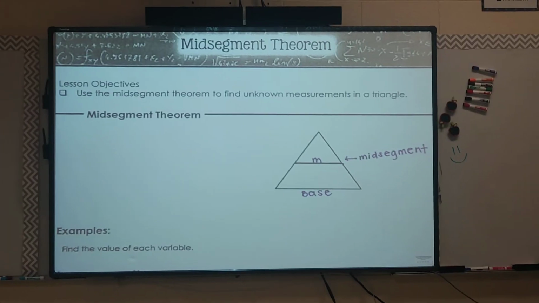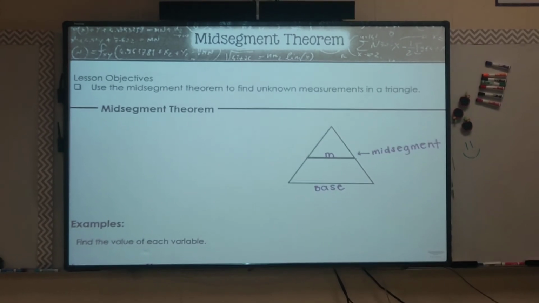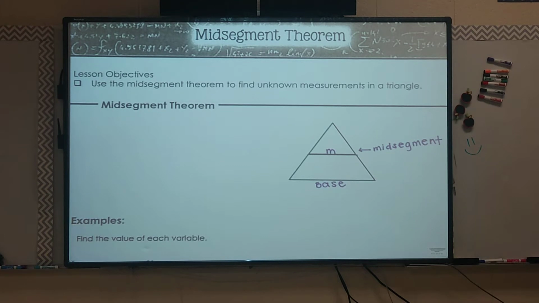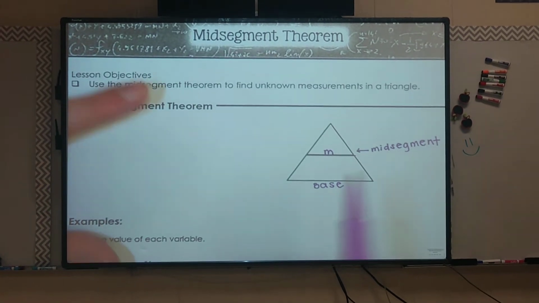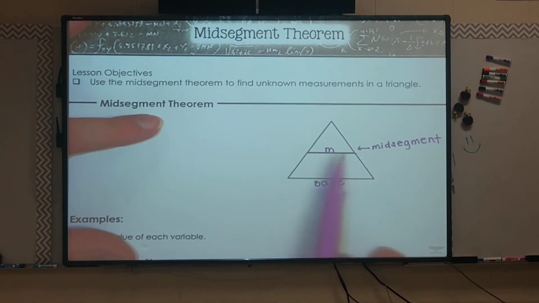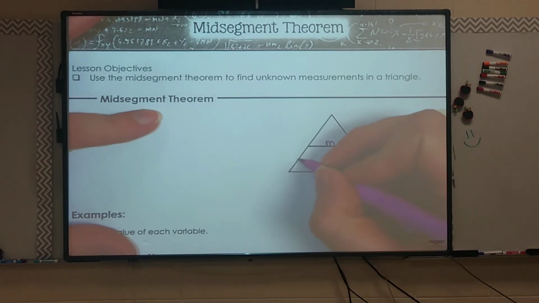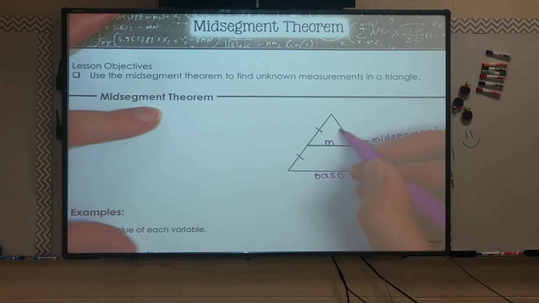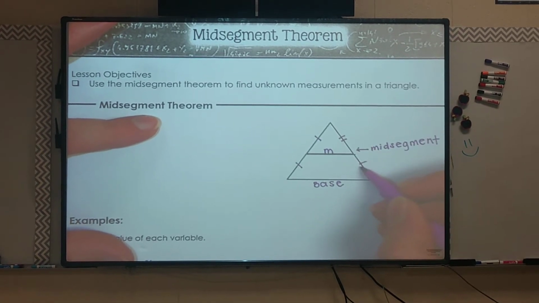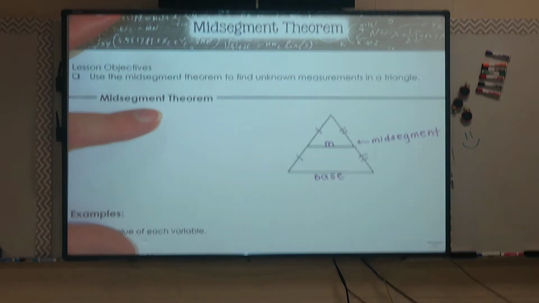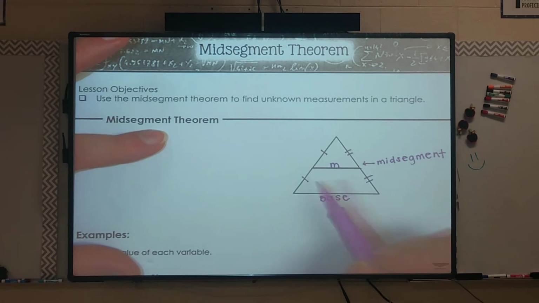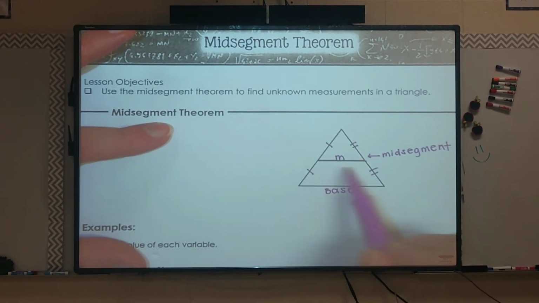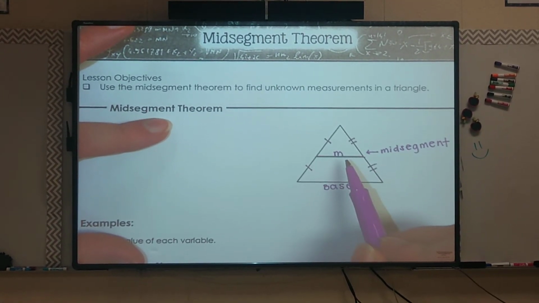The mid-segment theorem is what we're talking about today, and it's used to find unknown measurements in a triangle. The mid-segment is a segment that goes through the triangle and bisects both sides. So it means it cuts both sides into two equal parts. That has to be true for the mid-segment theorem to work, and to know that this line in the middle of this triangle here is the mid-segment itself.